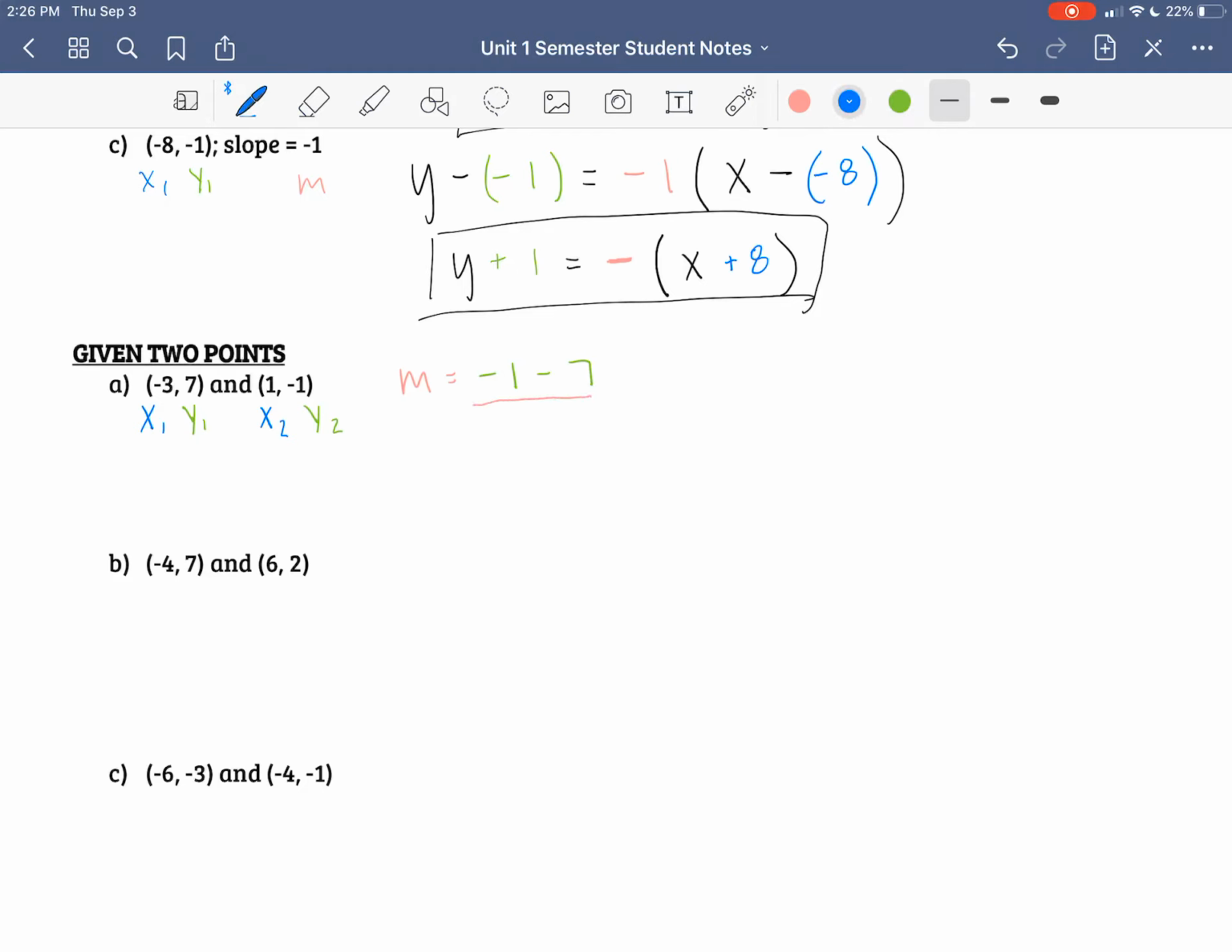over x2 minus x1, which is 1 minus -3. There's one of those double negatives. And then I just have to simplify. -1 minus 7 is -8. 1 minus -3 is the same as 1 plus 3, which is 4. And -8 over 4 is -2. I'm going to simplify because I can.